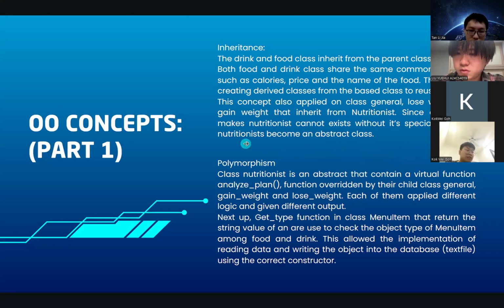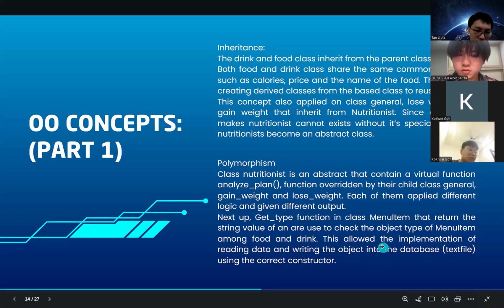And then we also implement polymorphism. The class nutritionist is an abstract class that contains a virtual function in the lifespan. This function will be overridden by their child classes like gain weight and lose weight, so each class will have a different logic. This applies polymorphism for the different requirements the user may want.